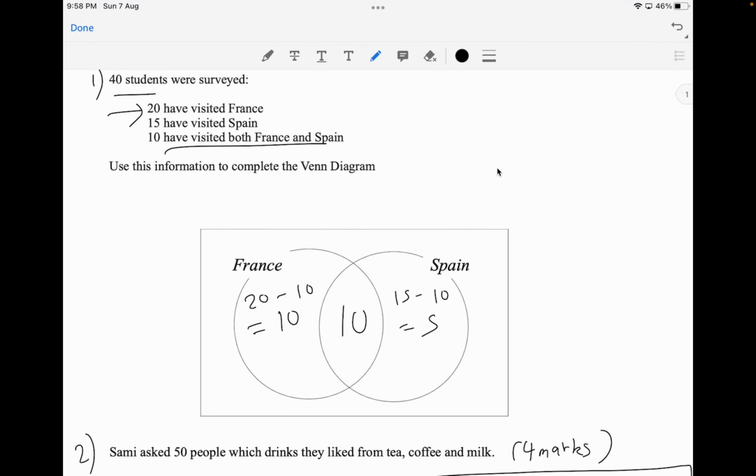You have to remember that there are a total of 40 students surveyed in the question. Now if we add 10 plus 10 plus 5, that gives us a total of 25. And since there are 40 students, we have to do 25 deducted from 40. So you have 40 minus 25. Now this is going to give us a total value of 15. This is how I found out what 25 is, and we deduct 25 from 40 to give us a value of 15. Now this is where we're going to leave the answer.